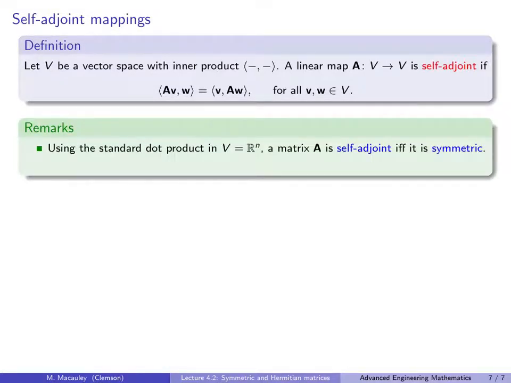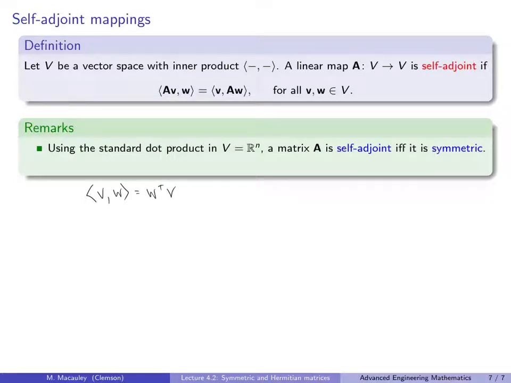Let's make several important remarks, because this definition probably looks like it came out of left field, and I really want to connect this abstract notion to the notion of a matrix being symmetric. The first remark is that using the standard dot product in Rn, a matrix A is self-adjoint if and only if it is symmetric. So let's see why that is. Remember that we defined the dot product V dot W to be W transpose V.